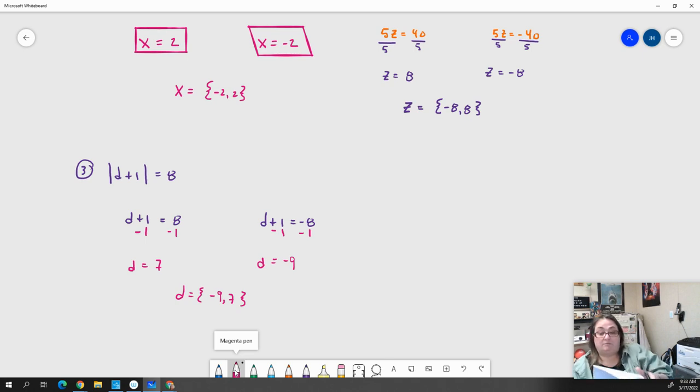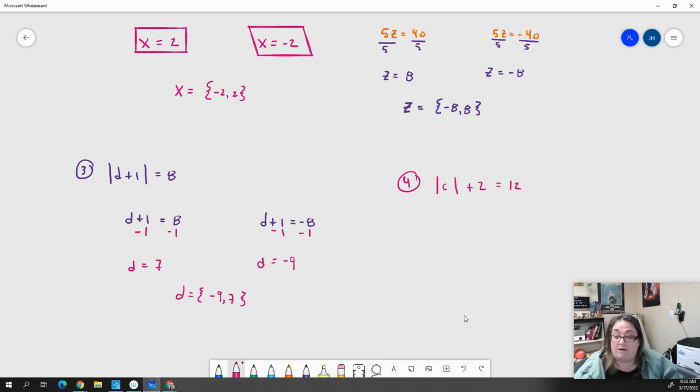Sometimes we are going to have to isolate it, right? Clearly that step exists for a reason. So let's look at what happens when I have the absolute value of c plus 2 equals 12. If we look at this now, we can see that the absolute value is not the only thing on that side of the equal sign. So before we can create our two equations, we need to move that plus 2 over.